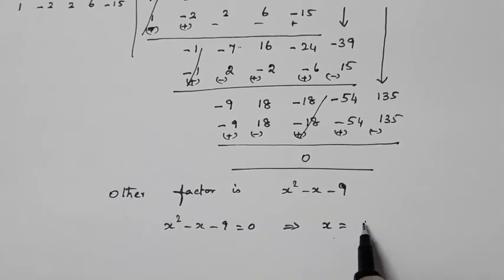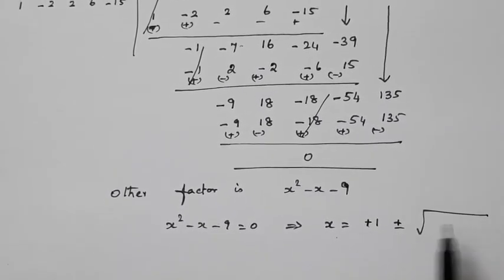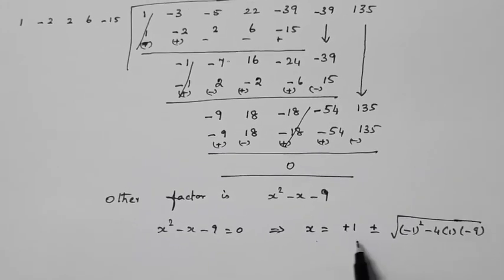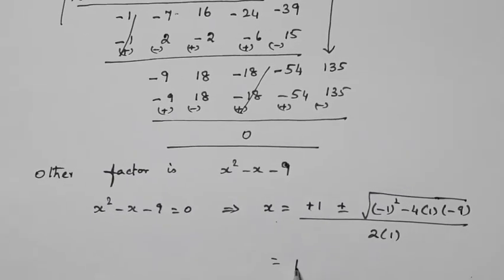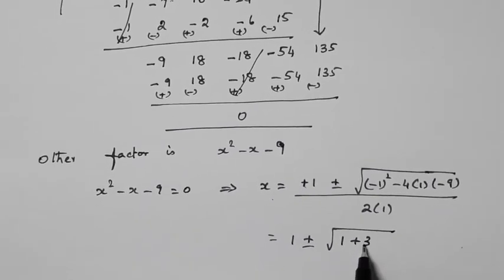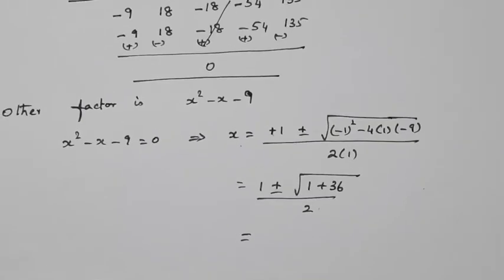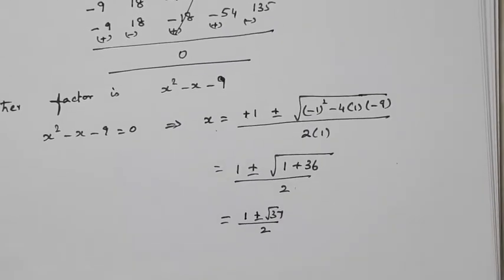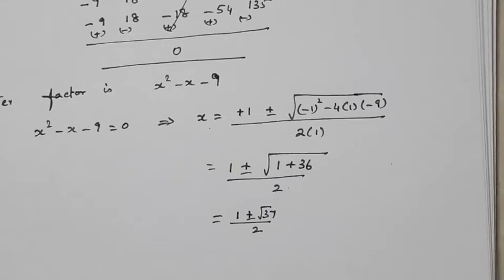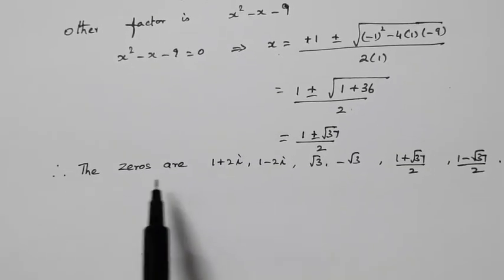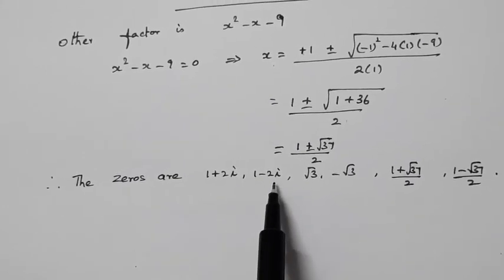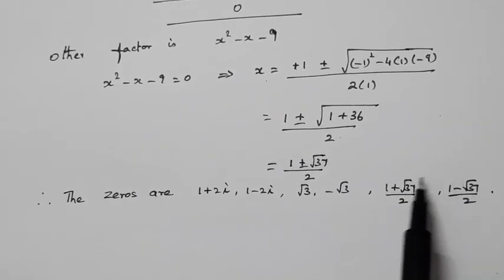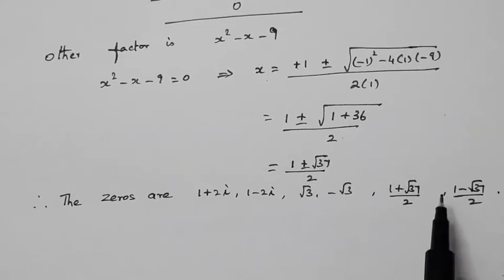So, minus b, that is minus of minus 1, that is plus 1, plus or minus root of b squared, so minus 1 the whole squared minus 4 into 1 into minus 9, divided by 2a, 2 into 1. So 1 plus or minus root of 1 plus 36 divided by 2, that is 1 plus or minus root 37 divided by 2. Therefore, the zeros of the given equation are 1 plus root 37 by 2 and 1 minus root 37 by 2. So, the other two roots are also irrational roots and they occur in pairs.